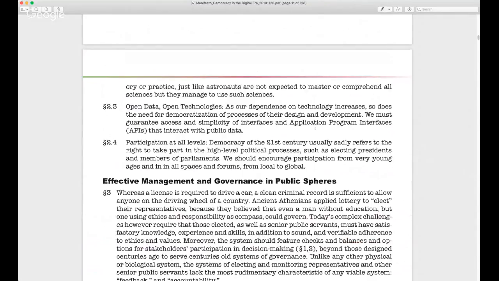Open data, open technologies. This is becoming a hot ethical topic even within the data science community. Very concerned about that.